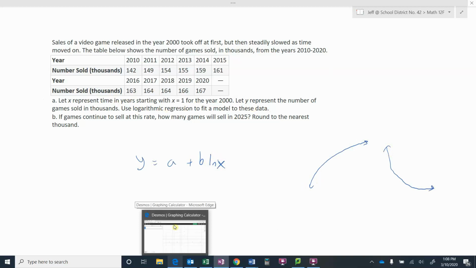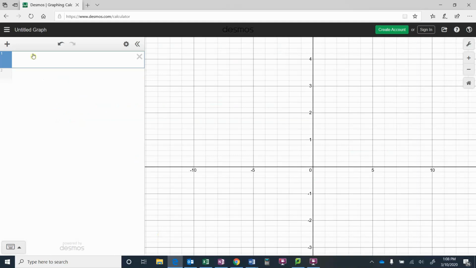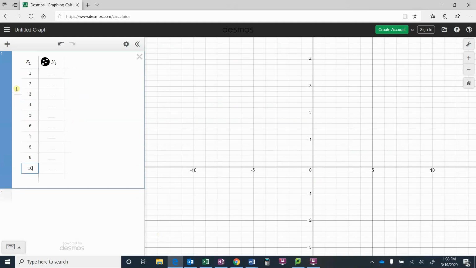If this is going to be 1, I'm going to go 1, 2, 3, 4, 5, 6, 7, 8, 9, 10. There's actually 11 years of data here, so I will create a table and go 1, 2, 3, 4, 5, 6, 7, 8, 9, 10, 11.